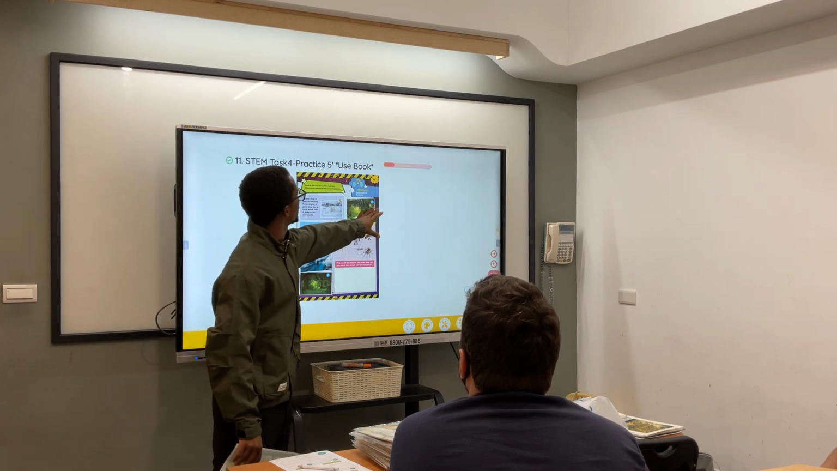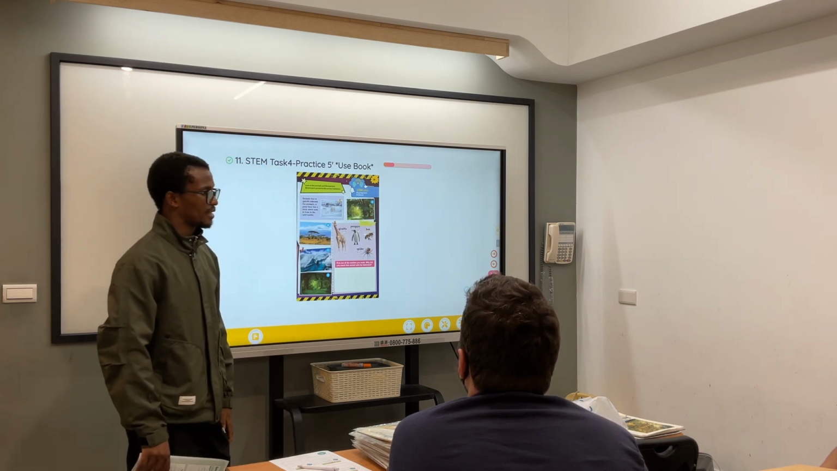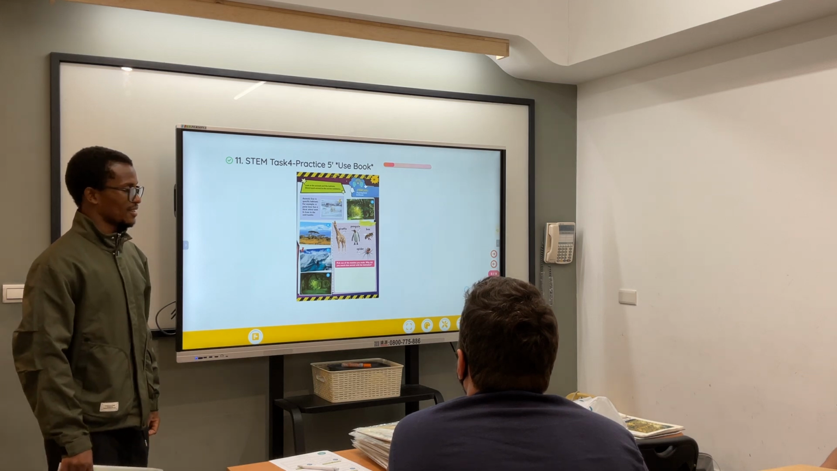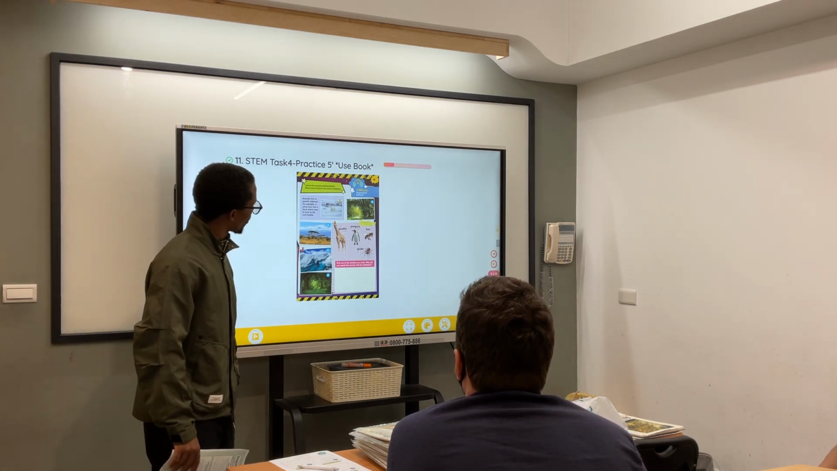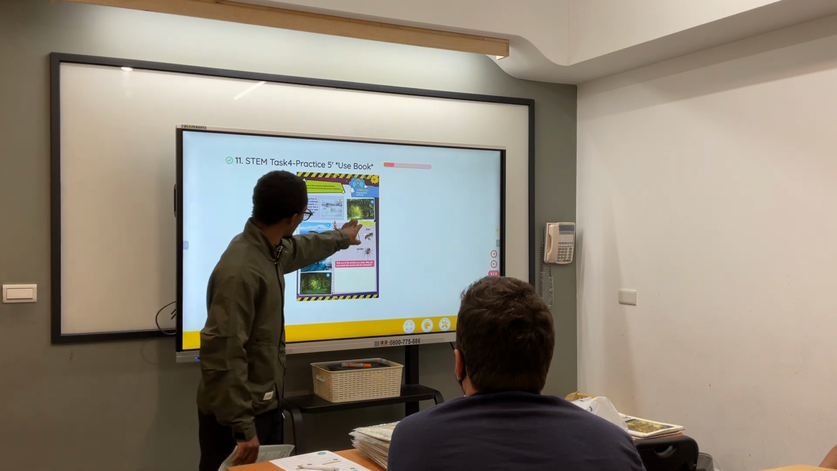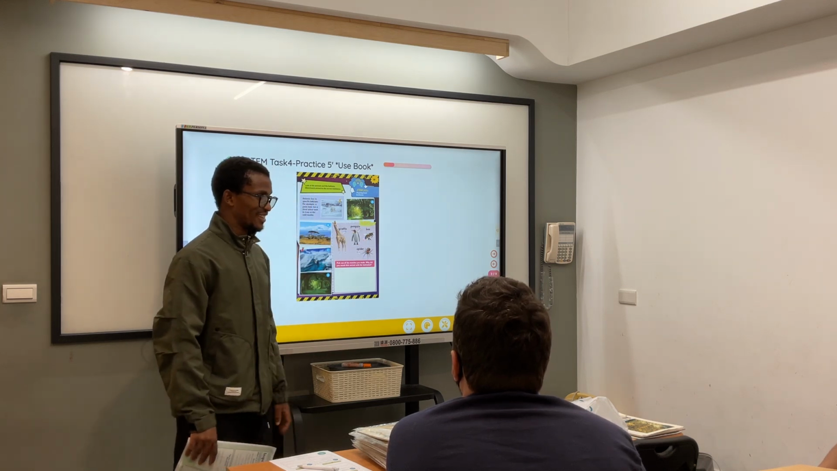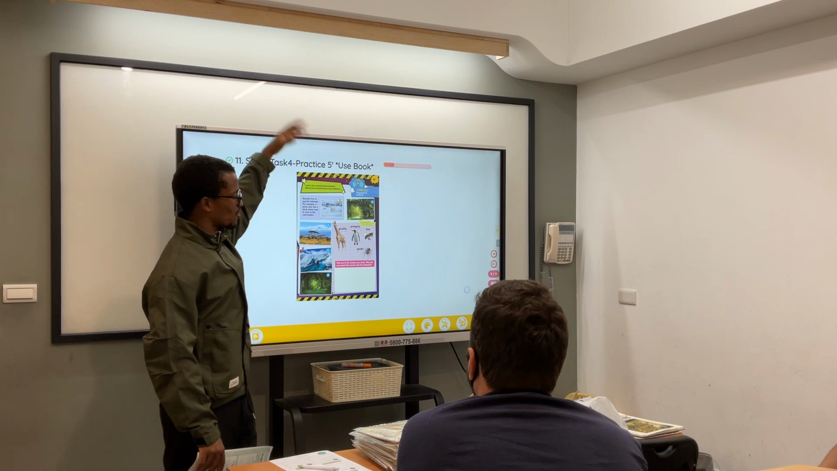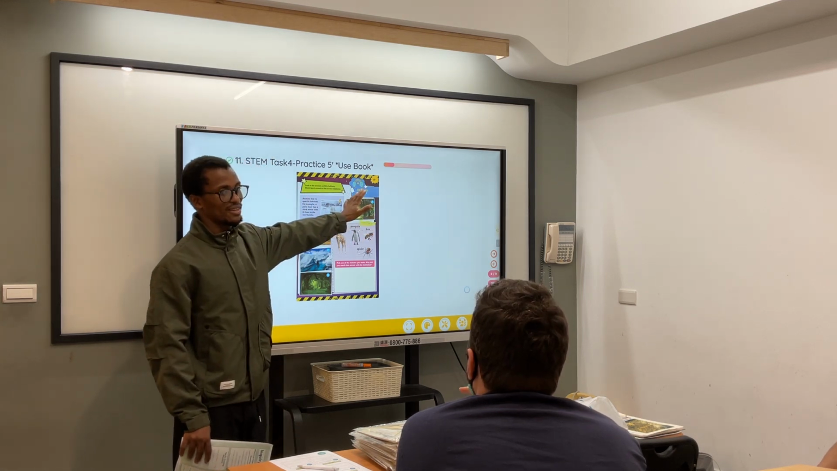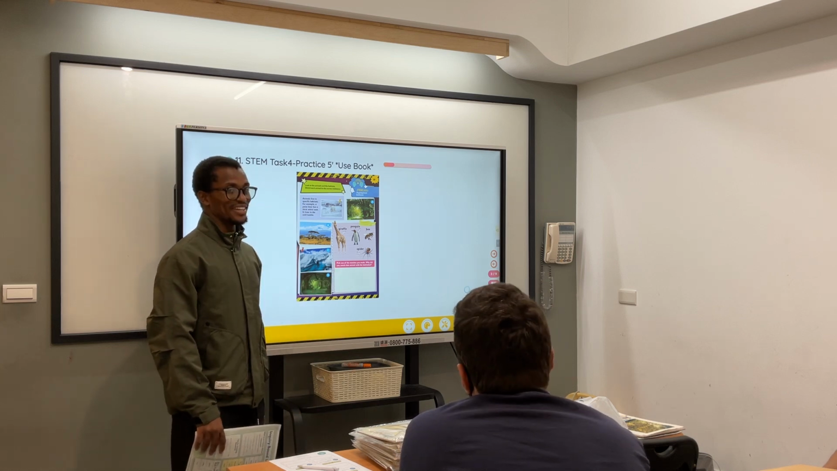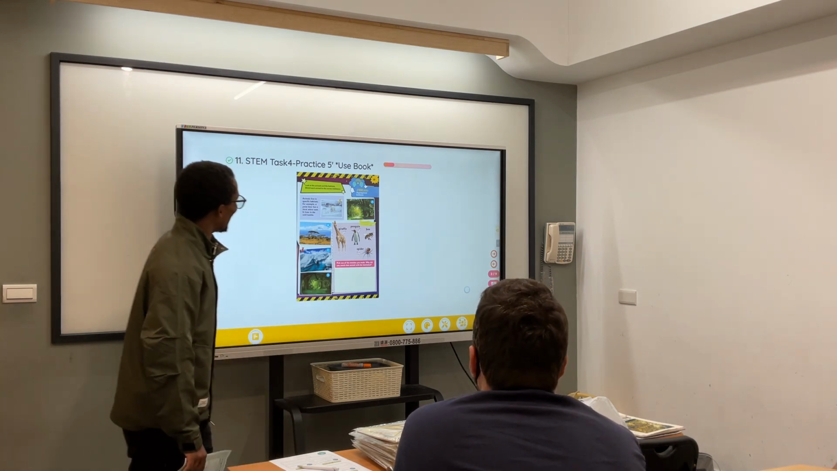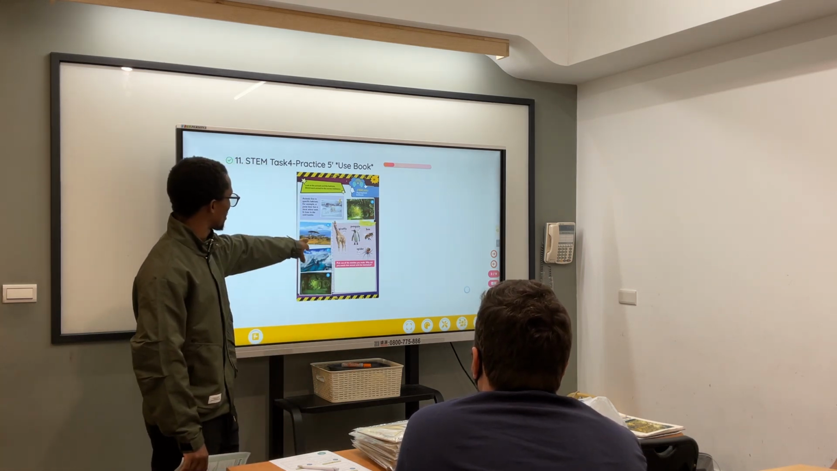Which animals do you think we can find there in the park? Squirrels. Yes. Where can we find the squirrels? Can we find the squirrels on the ground? In the trees, obviously, up there. What are they doing up there in the trees? They're searching for food. Yes.